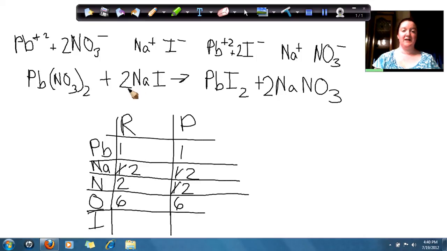Now let's look at the I. Here I have 2I, or 2 iodine. And if I look at this side, I have 2 iodine. So now I have it balanced with 1 lead 2 nitrate plus 2 sodium iodide, yielding 1 lead 2 iodide plus 2 sodium nitrate. And that is our balanced chemical formula.